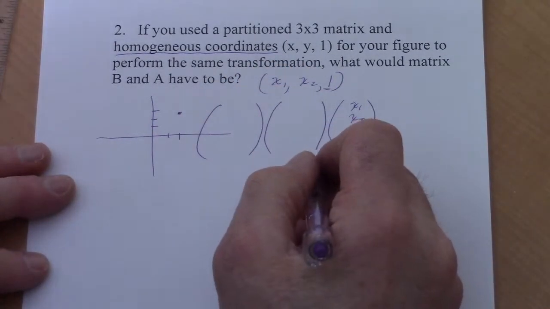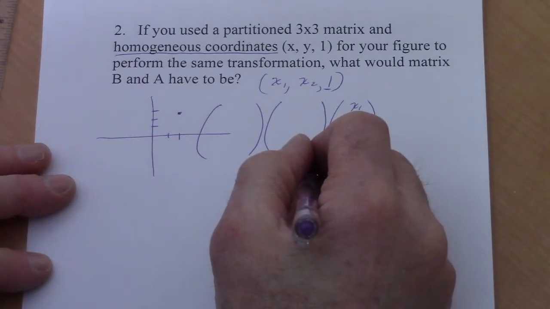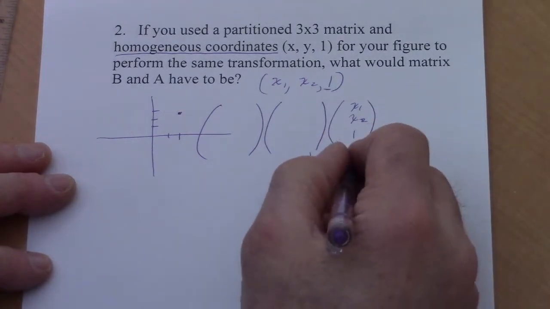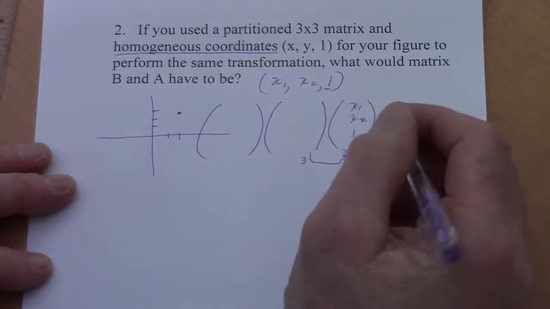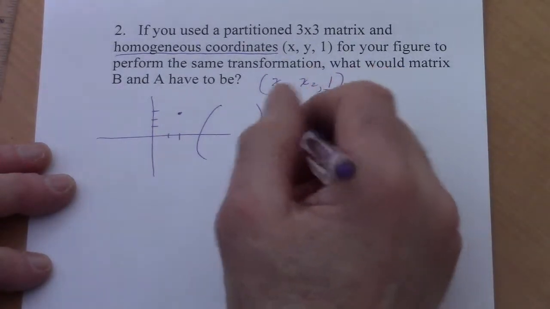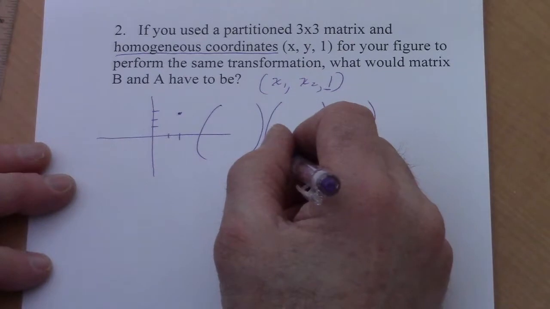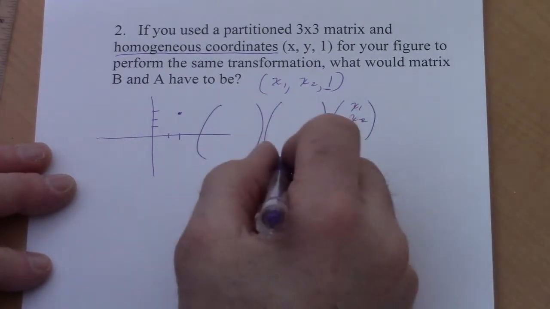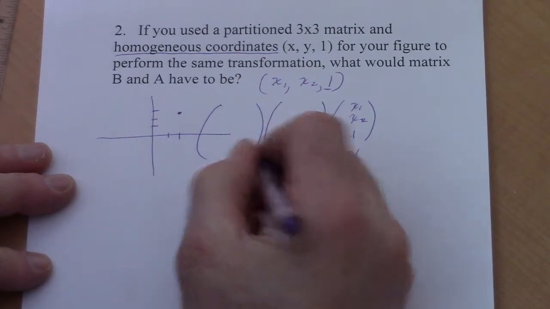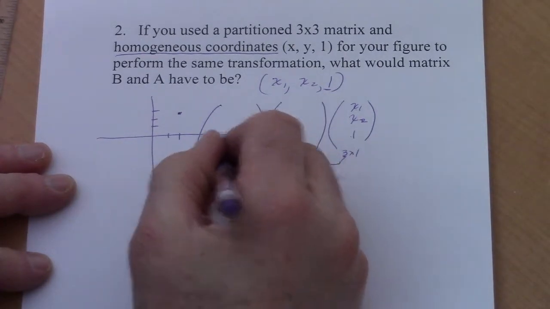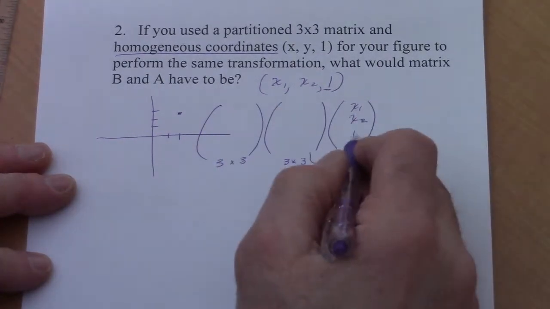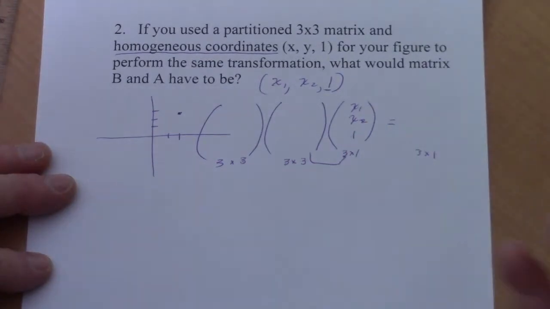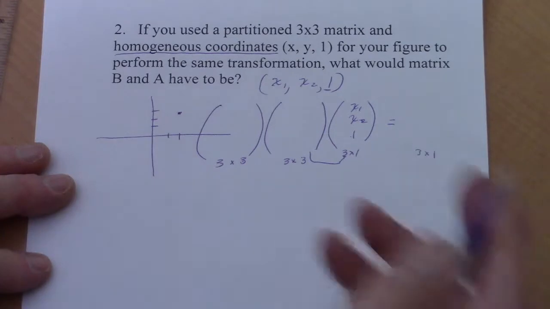If this has 3 columns, in order to multiply by the 3 rows, 1, 2, 3 rows, we are going to want this to be a 3 by 1 matrix. We're going to want to keep this homogeneous, so this will have to be a 3 by 3, which means this will have to have 3 columns, and to keep it in homogeneous coordinates, to have our final product be a 3 by 1 vector, we need this to be a 3 by 3.